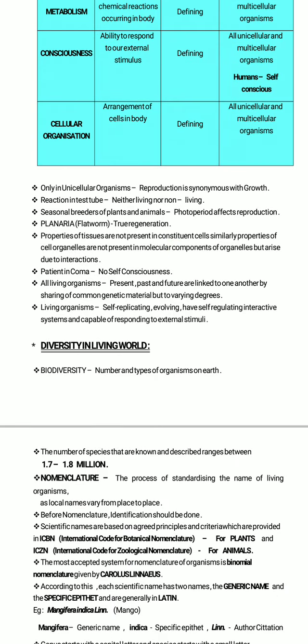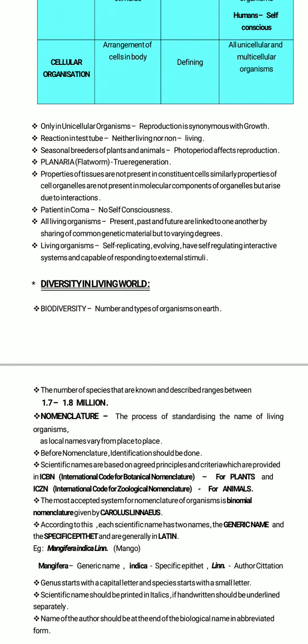Later, cellular organization. The arrangement of cells in a body is called cellular organization, and it is a defining property of living organisms. All unicellular and also multicellular organisms have cellular organization, which defines it as a living organism. Only in unicellular organisms reproduction is synonymous with growth. When unicellular organisms undergo cell division, we cannot say it is only growth or only reproduction. Both reproduction and growth occur simultaneously, as in binary fission.